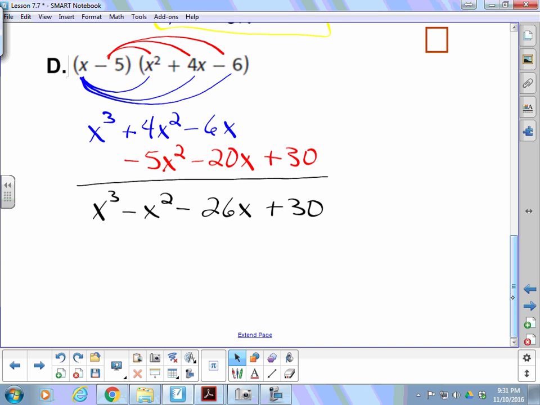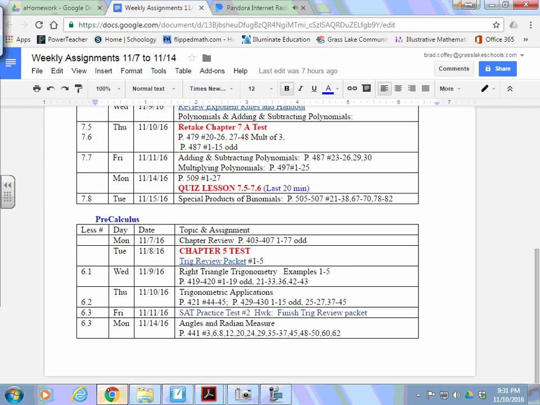All right, so there are the examples for multiplying polynomials.